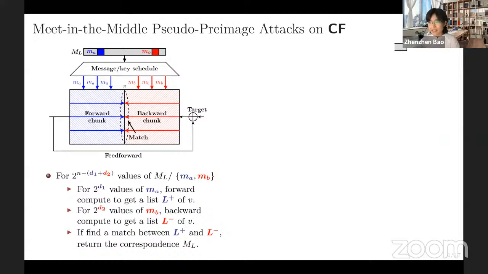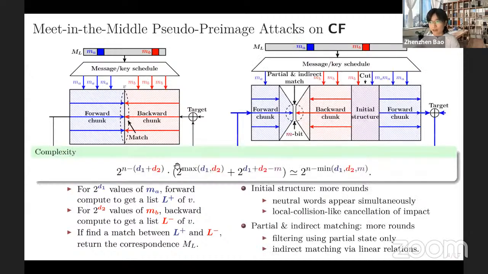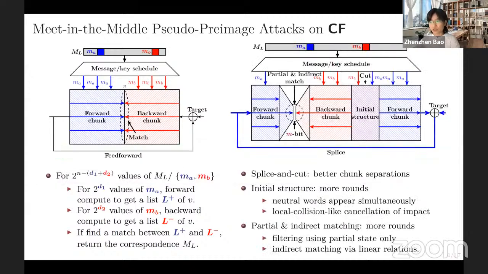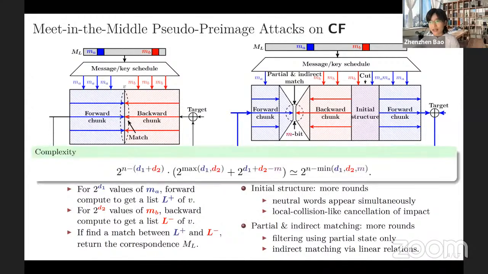Several advanced techniques have been proposed to find better chunk separations and to cover more rounds. For example, the splice and cut, the initial structure, the partial indirect matching. Suppose the number of possible values for forward and backward neutral words are 2^D1 and 2^D2, and the partial matching provides an M-bit filter. Then the attack complexity is about 2^(N - min(D1, D2, M)).